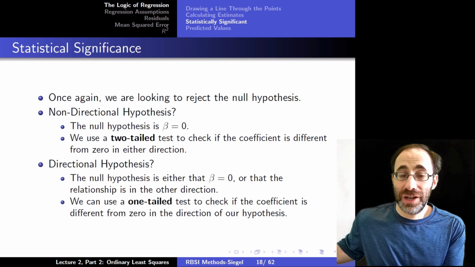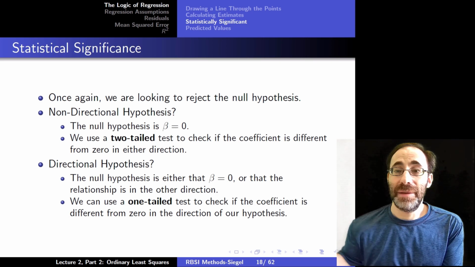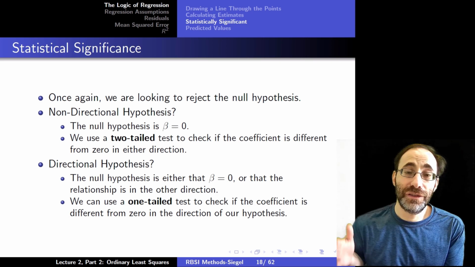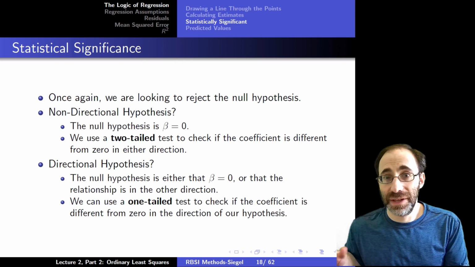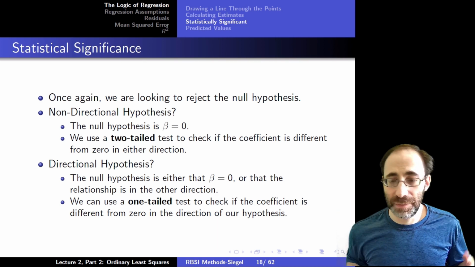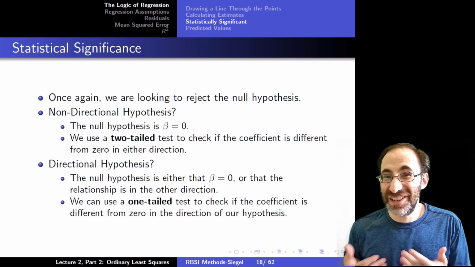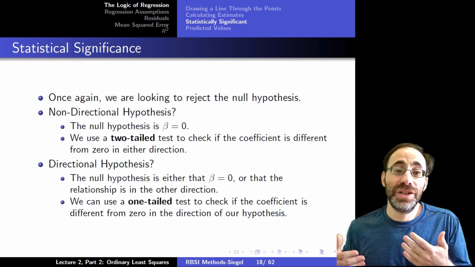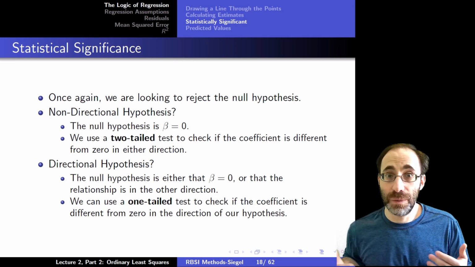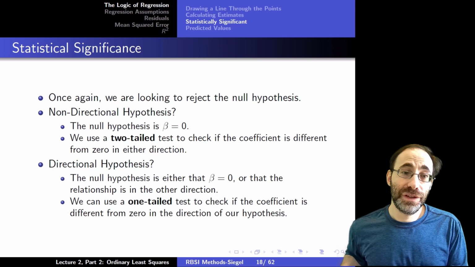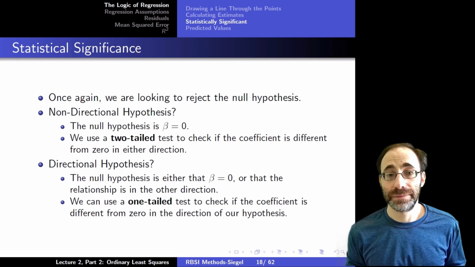Because we're looking only in one direction, we put all of our 5% probability in that direction, and that means we end up having a lower value for a critical statistic, 1.65 instead of 1.96. And so it's a little different. It's a little easier to reject our null hypothesis, but to use a one-tailed test, we must have a good, strong theoretical reason for why we're only looking for deviations from 0 in one direction and not both directions.